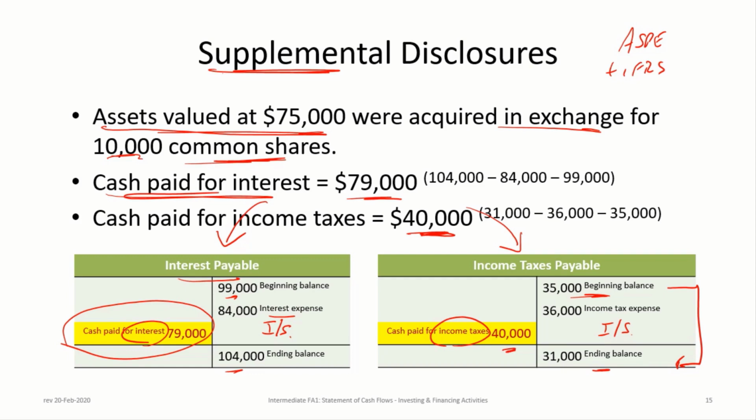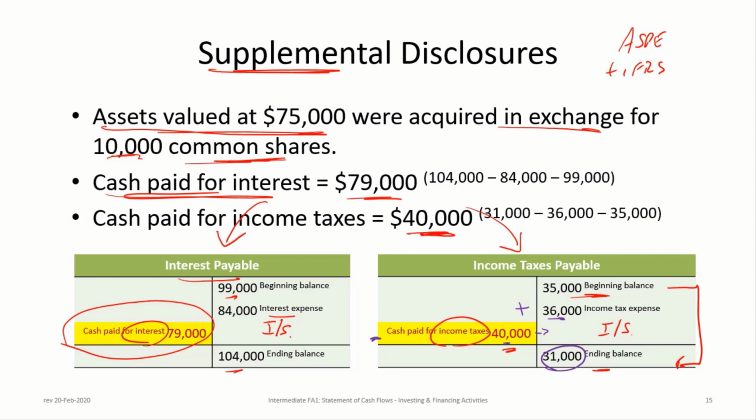It's always advisable that you double check your math because sometimes students mix these up and put this on the wrong side. So go back to the beginning and say, okay, $35,000 beginning plus $36,000 income tax expense minus $40,000 cash paid should give me an ending balance of $31,000. And if you get that ending balance, you've done it right.